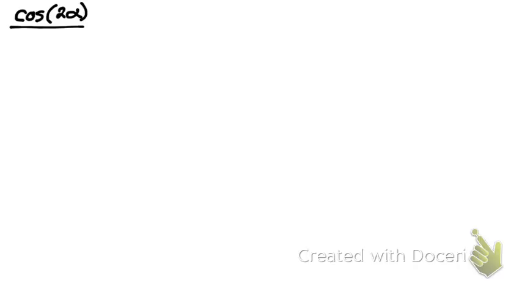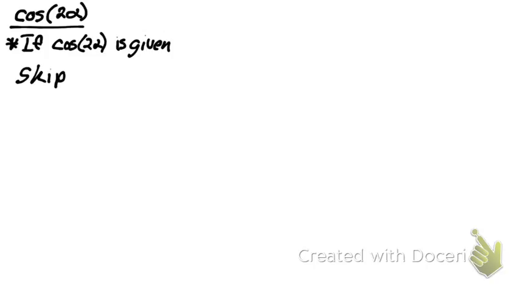I'm going to put a little star here that says if cosine of 2 alpha is given, skip this step. So we skip that whole column if they say cosine of 2 alpha equals something. This one does not give us cosine of 2 alpha, so we have to find it.